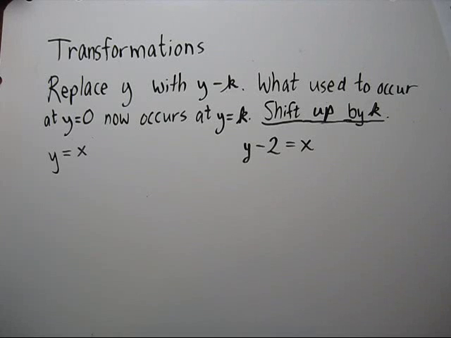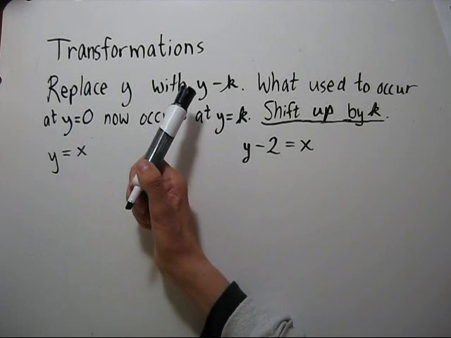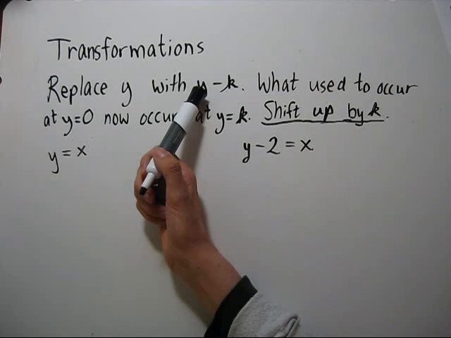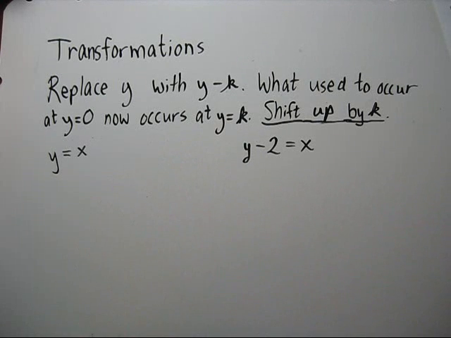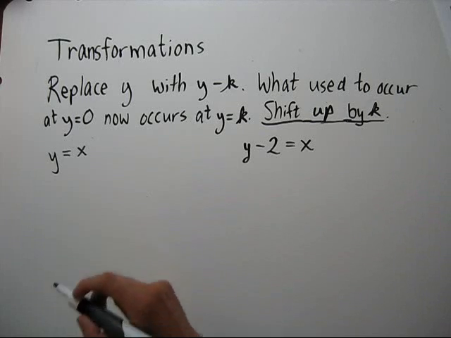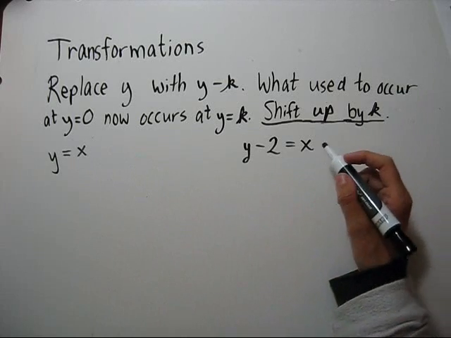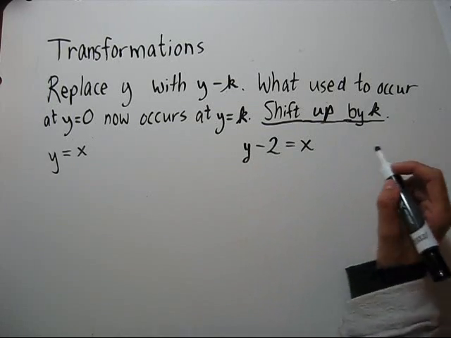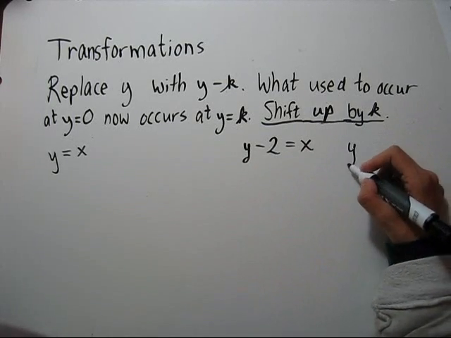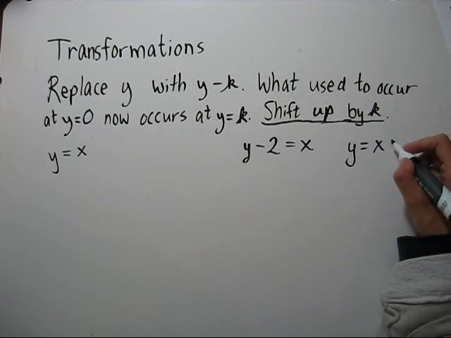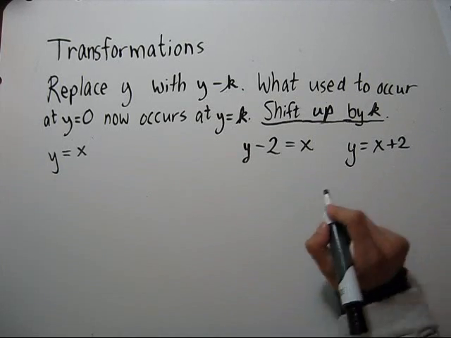Let's replace a y with y minus k and see what happens. What used to happen when y equals 0, now we are going to have to put in k to get that same behavior. So we're shifting up by k. Let's do an example. Let's take y equals x, and we're going to replace the y by y minus 2. Typically we'll write that as y equals x plus 2.